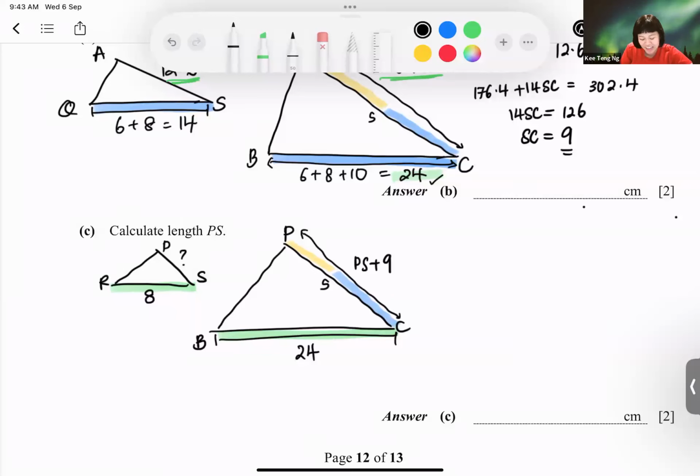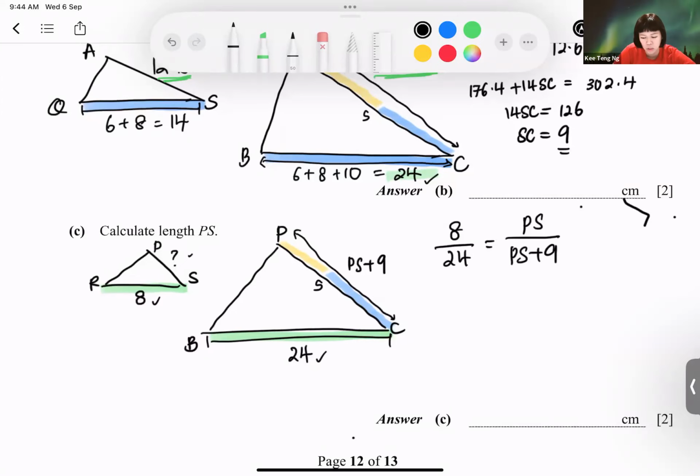Yeah. Thank you. Okay, so now we have a pair of corresponding sides. If no corresponding sides cannot find out, then I have to find using other triangles again. But yeah, thankfully, somebody reminded me and tell me that BC is 24. Thank you very much. So if you take the ratio of the corresponding sides, 8/24 equals to PS over PS plus 9.